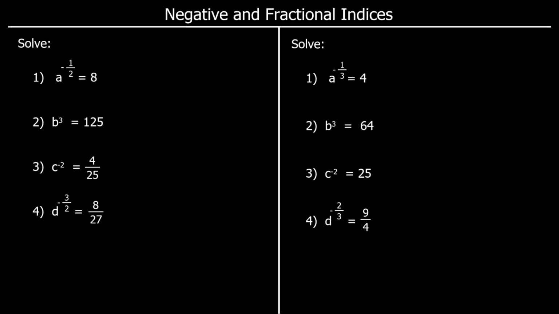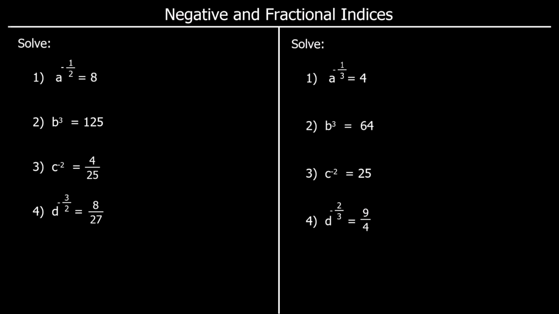Here's another set of questions. The question says solve, and the first one is a to the power of minus a half equals 8. When we solve an equation, we need to do the same thing to both sides. So to get rid of a power of a half, we do the opposite of a power of a half. The opposite of a square root is squaring. So we could square both sides.